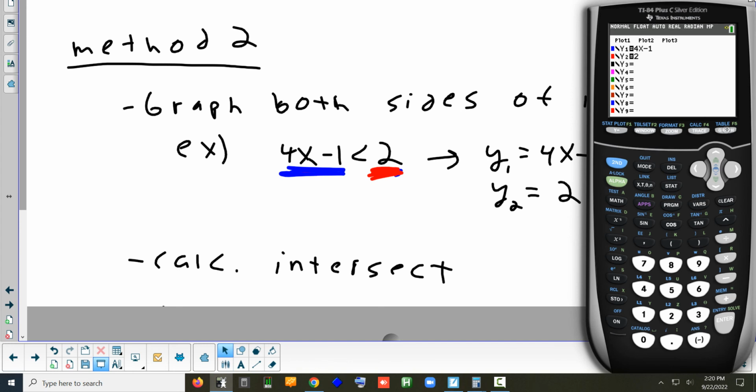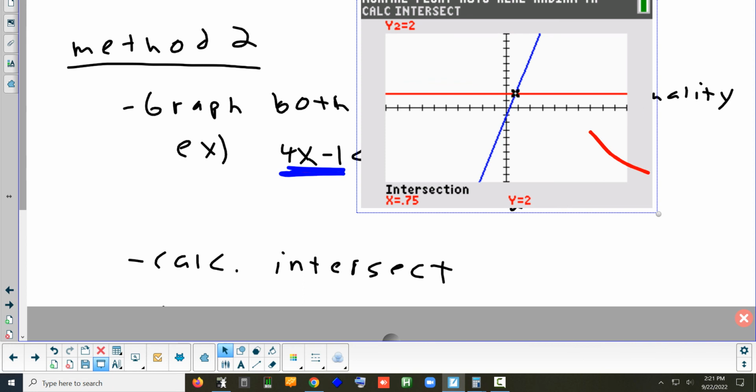Right, let's graph it and see. There's the blue. There's the red. And I'm looking for where the blue is under. So let's calculate the intersect. Second, calc, intersect. I think we've done intersect before. You just hit enter on the blue, hit enter on the red, and put your guess kind of close, but the guess doesn't really matter. And I get 0.75.